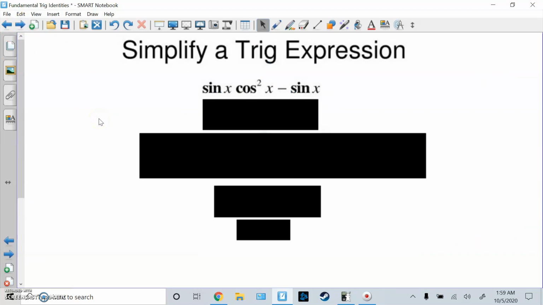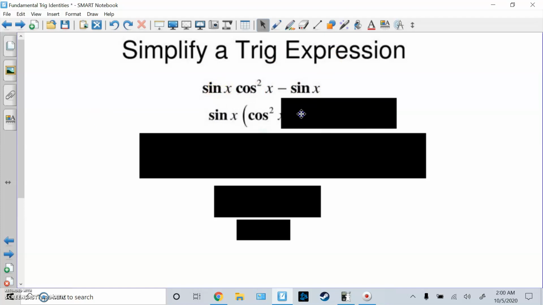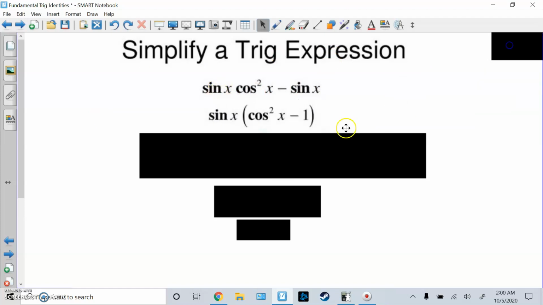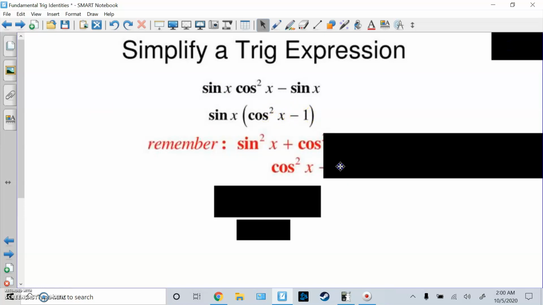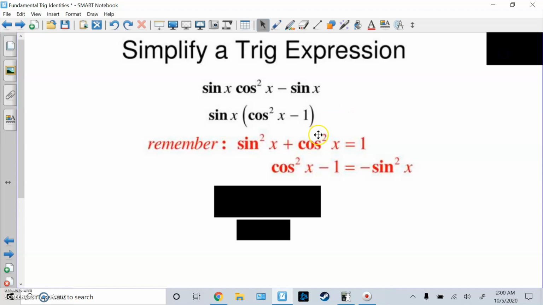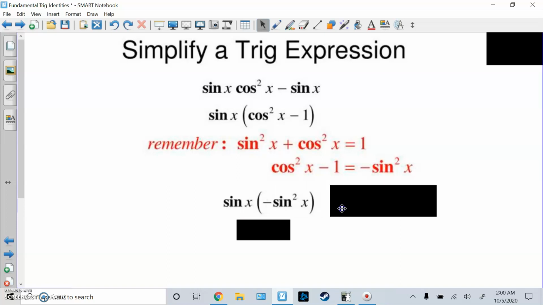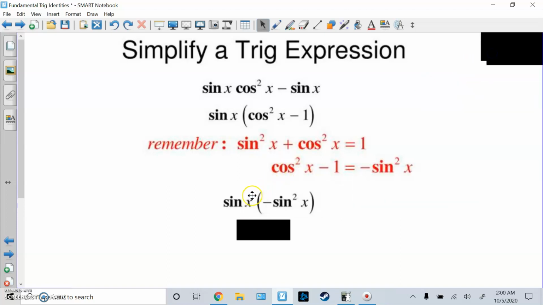Alright, we need to simplify trig expressions. So what can we do here? We could factor out the GCF of sine x. So I get sine x, then it'll be cosine squared x minus 1. Now cosine squared x minus 1 we saw earlier. Oh, let's do this. So sine squared plus cosine squared is 1, right? So cosine squared minus 1 is going to be negative sine squared x. So I'm going to replace that inside with negative sine squared x. Now I'll multiply sine x times negative sine squared x, which will be negative sine cubed of x.